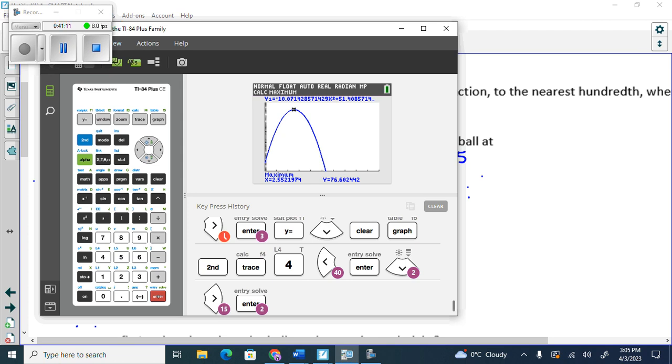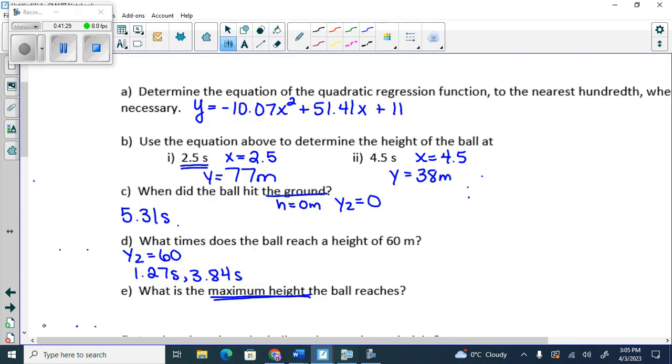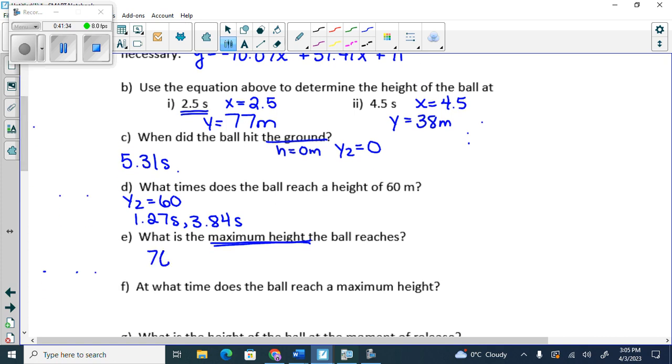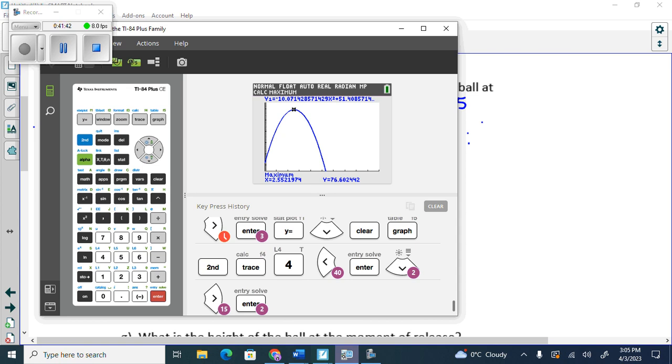They'll often ask for both, or sometimes they'll just ask for what's the time it reaches its maximum height. And people will give me 76.6. No, the time it reaches its maximum height is 2.55 seconds. This is time, this is height. If you can't remember, go to your table, x, y, right? So this one says, what is the maximum height? So it's 76.6 meters. And you write a sentence. And then here it says, at what time does the ball reach maximum height? 2.55 seconds. The x.